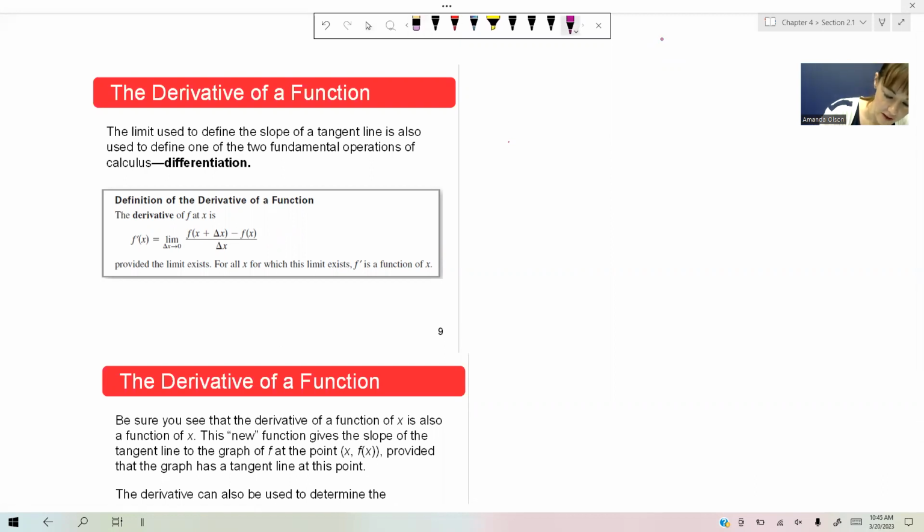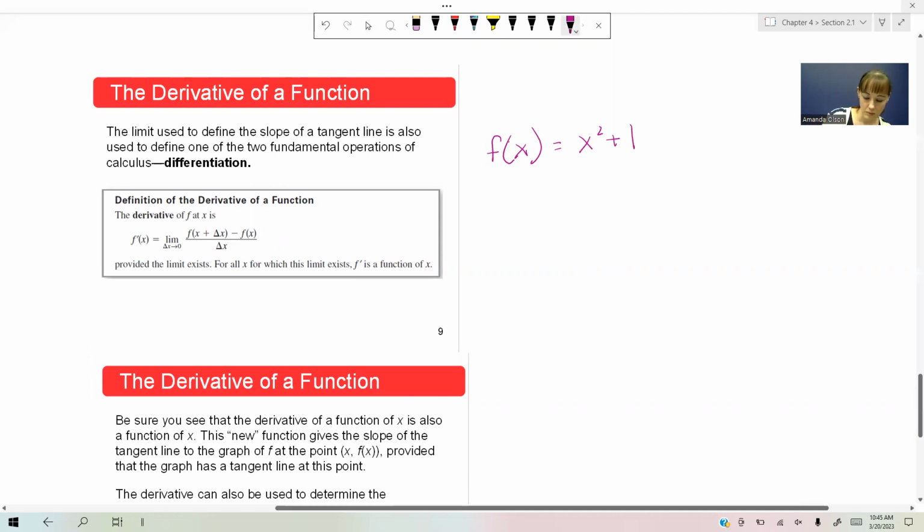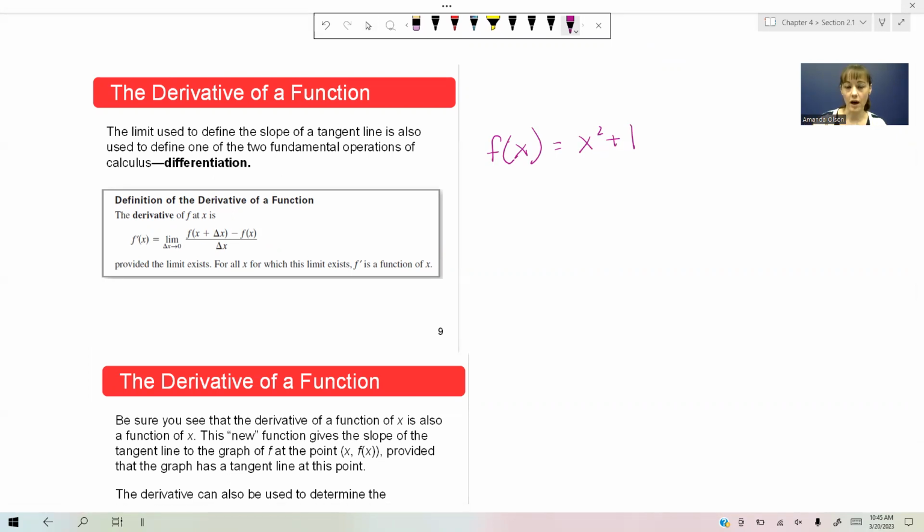So in the previous video, we looked at the graph of the function f of x equals x squared plus 1, and we talked about secant lines for that function. We talked about how the closer in x values you have, the more the secant line represents the tangent line.